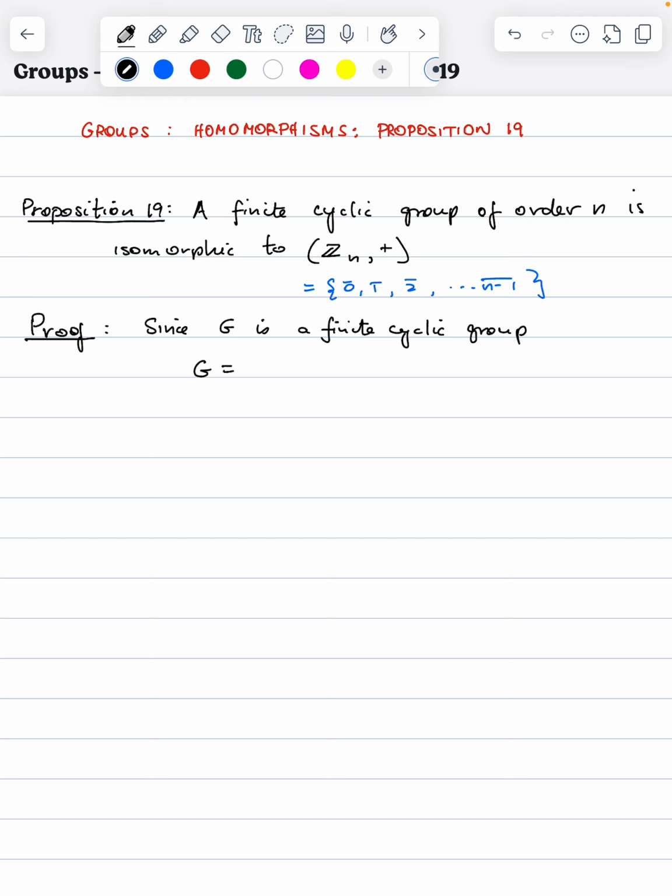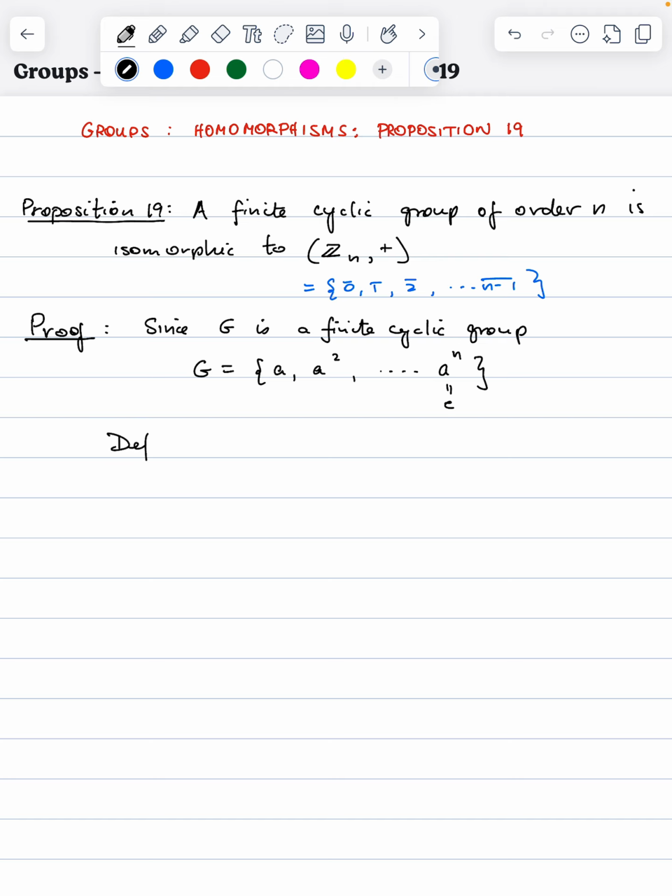Suppose the generator is a, then a, a squared, a to the n, for some natural number n, will be equal to e. Since it's finite, it can be generated by one of its elements, say a, then the group consists of a, a squared, a cubed, dot dot dot. There will be some natural number n such that a to the n equals e, the identity.